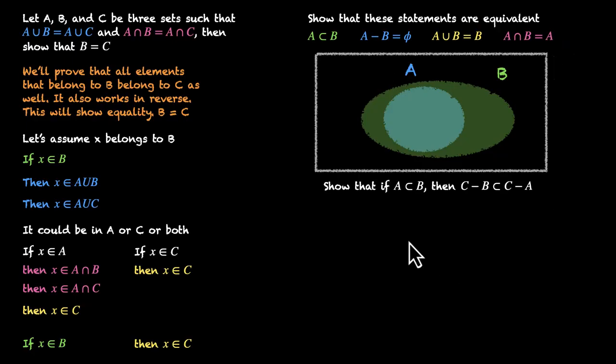Let's try some more. Show that if A is a subset of B, then C minus B is the subset of C minus A. For that, we need another set, C. Let's try C minus B. Let's see where it is. So C minus B, subtracting all the elements that are in B, if you subtract them from C, we get this area, this orange area that's not in A or B. So this is what we have for C minus B.